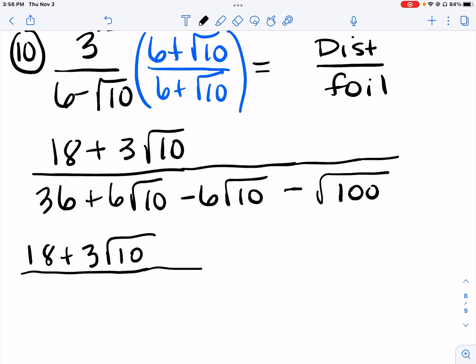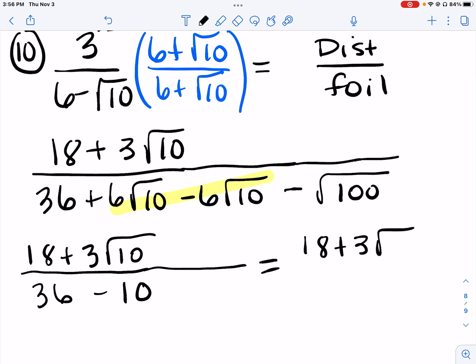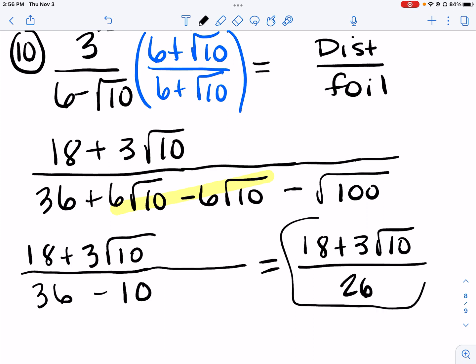Okay, the top can't do anything because they're not like terms. Those on bottom cancel. The square root of 100 is 10. And 36 minus 10 is 26. And that's all you can do with that.